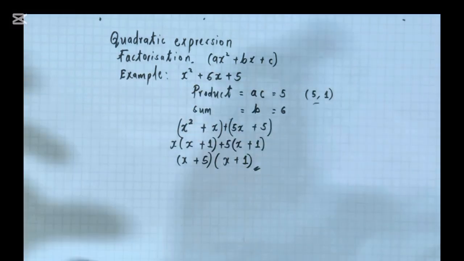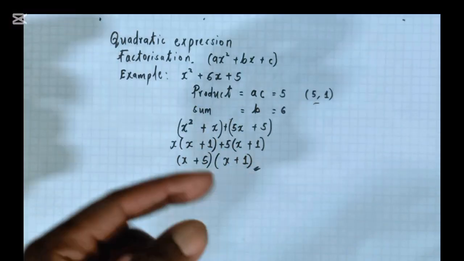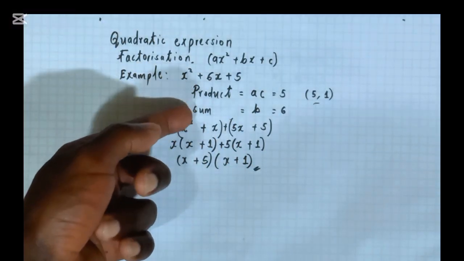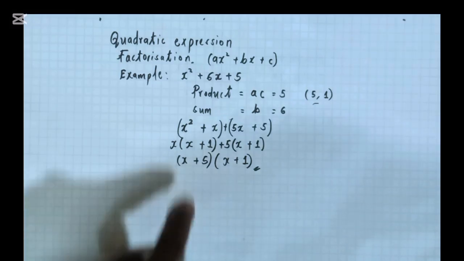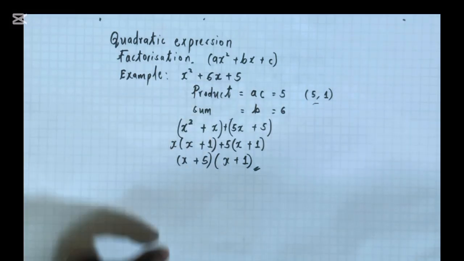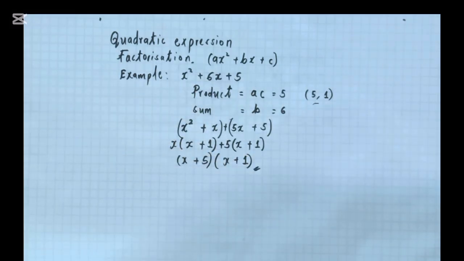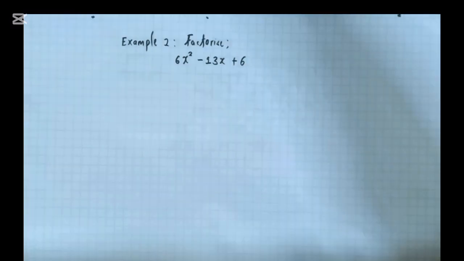So note that the two most important things are that you know what the product is and what the sum is, and then you use the two numbers that you get from the sum-product concept to factorize the rest of the expression. Let us look at another example, then maybe it helps you understand this concept far better.